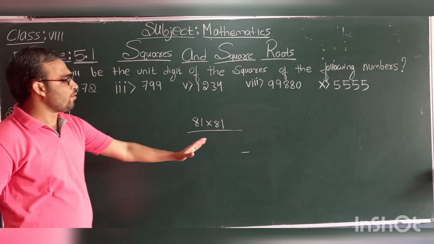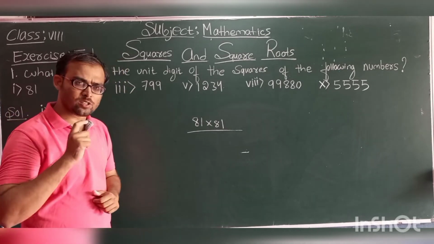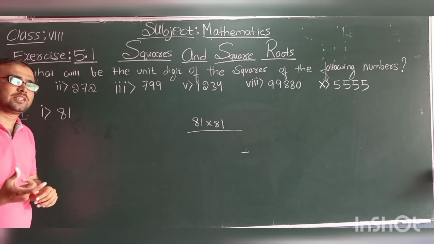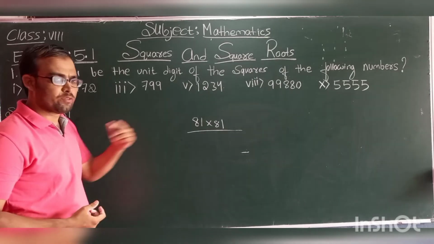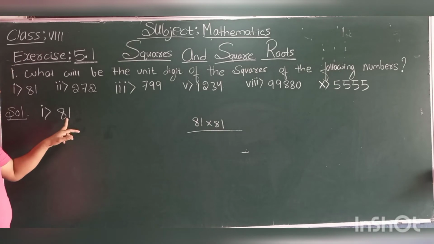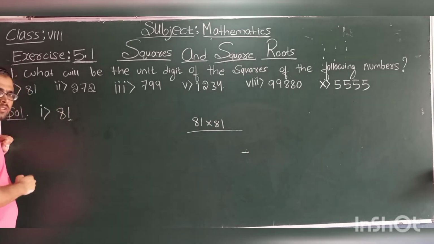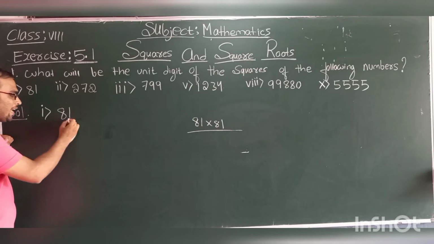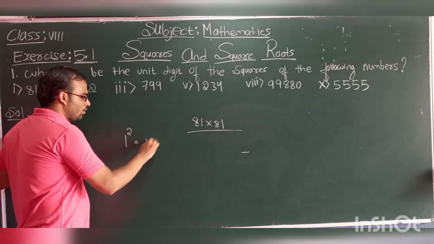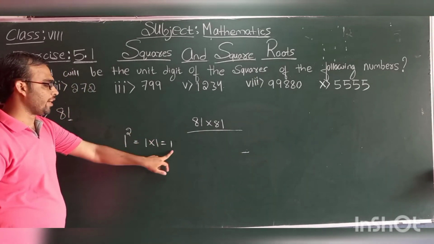So in order to find the digit in the unit place after squaring these numbers, it is not necessary to square the number. Only by looking at the last digit we can tell what will be the digit in the unit place of the square of a number. So here 81 is there, no? What is the last digit in the number 81? 1. So when we square 1, what are we getting? 1 only.